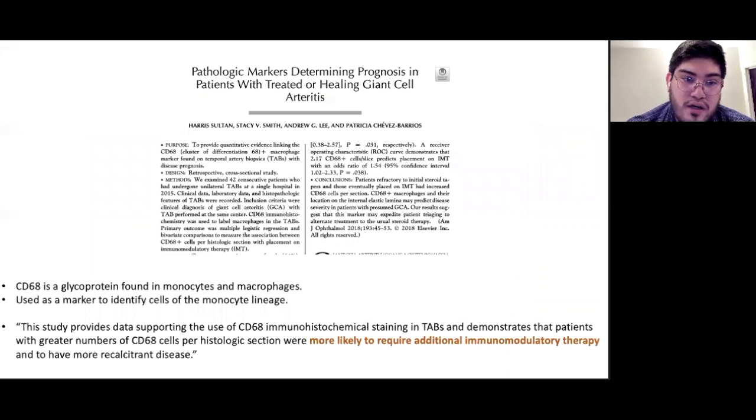Now, there was a study talking a little bit more about CD68. There was a study done looking at some markers, specifically CD68, and seeing how it related to GCA. So as we have right here, it's a glycoprotein found in monocytes and macrophages, and it helps identify cells from the monocyte lineage. And in this study, they found that those patients that had greater numbers of CD68 cells in their histology were more likely to require additional immunomodulatory therapy.